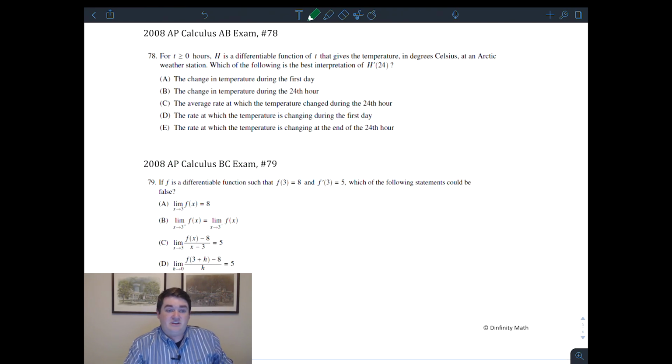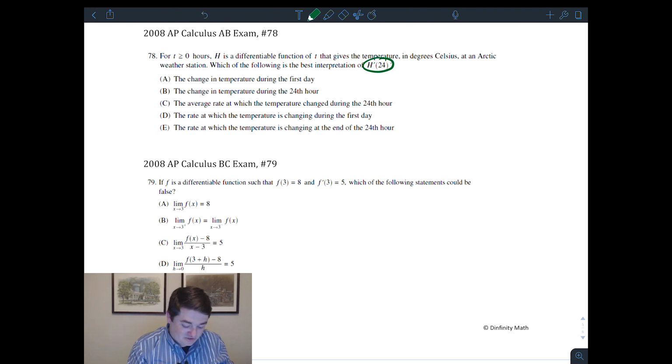2008 AB number 78. For time greater than or equal to 0 hours, h is a differentiable function of t that gives the temperature in degrees Celsius at an Arctic weather station. Which of the following is the best interpretation of h prime of 24? So the important thing to remember when we see h prime of 24, we're talking about derivative here, is that the derivative is the instantaneous rate of change. So if t measures hours, h prime of 24 is going to be the instantaneous rate of change at the end of the 24th hour.